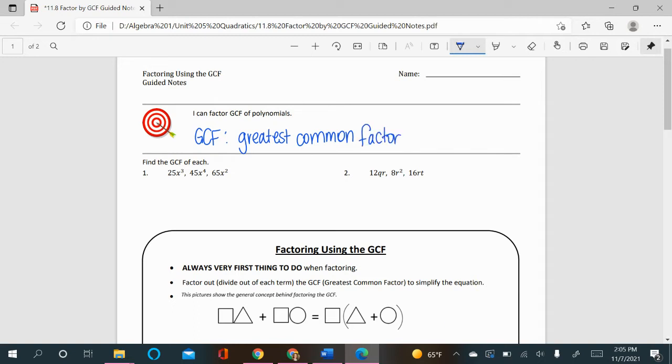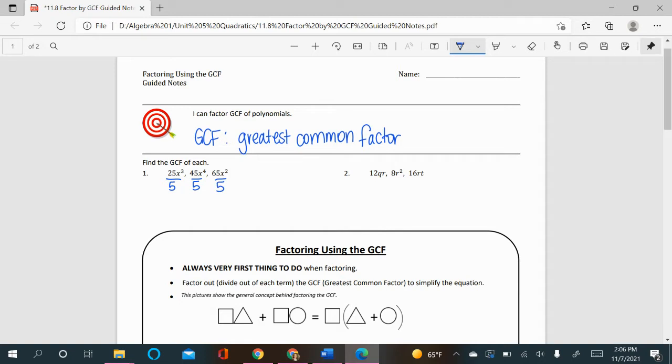Okay, so for the first two examples, I just want us to find the greatest common factor of the three different terms. So when we're looking at these, the first thing I want you to look at is the numbers. So when you're looking at 25 and 45 and 65, I want you to think, what can you divide by all three of those numbers? And the greatest common factor there would be 5. Okay, and we're going to be dividing this out as well.